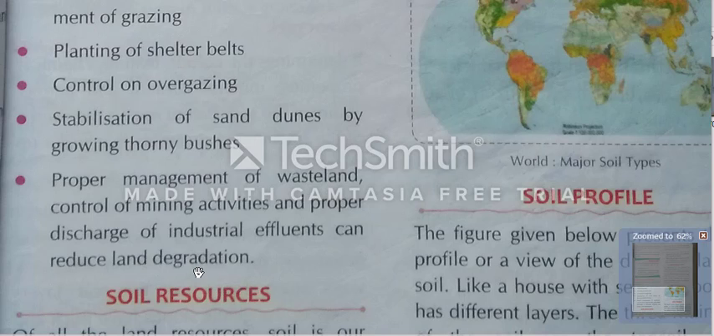Control of mining activities. Class, because people nowadays, what is going on, to satisfy their needs and for earning more and more money, what they are doing, they are destroying the nature. So here you can see control of mining activities. First we will have to control mining. There should be a limit of mining and proper discharge of industrial effluents.